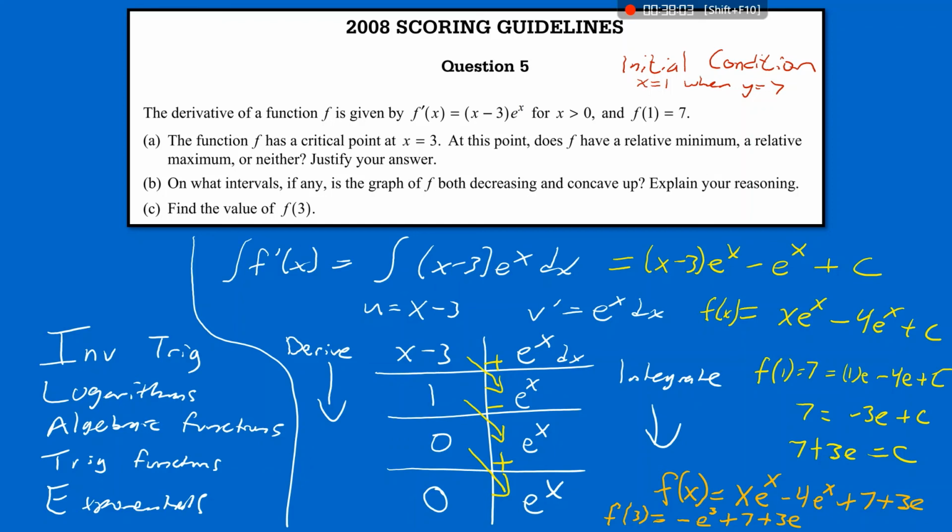Any questions on what we did? No. All right. But I have a question. Go for it. Oh no, it's fine. Okay, you sure? Yes. What was your question, just in case? It was just like why we added 7 plus 3e, but it's c, so it's fine.